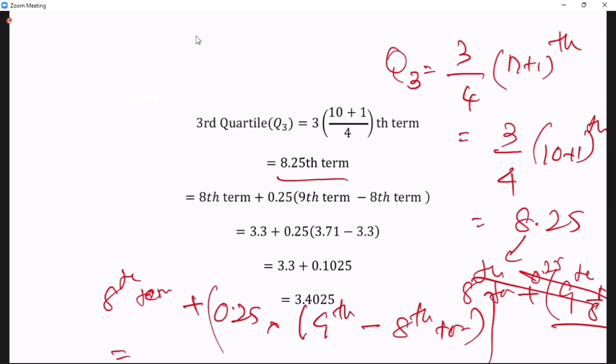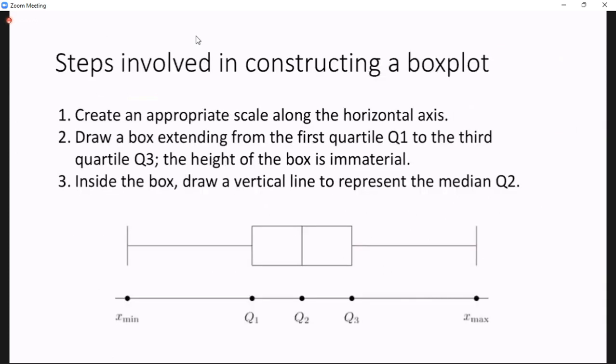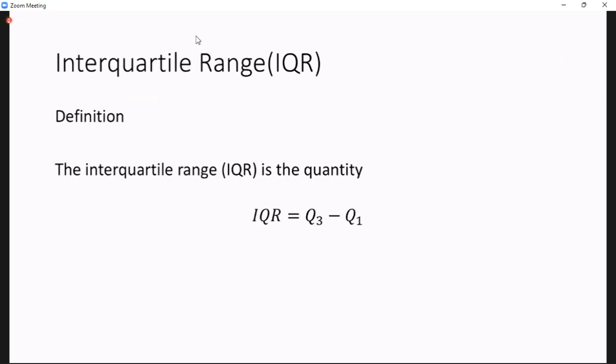the third quartile. Okay, right. So next day we will discuss how to construct a box plot and the interquartile range. We don't have enough time as there are some students around here coming to the lecture room. So I'm going to stop the lecture for today.